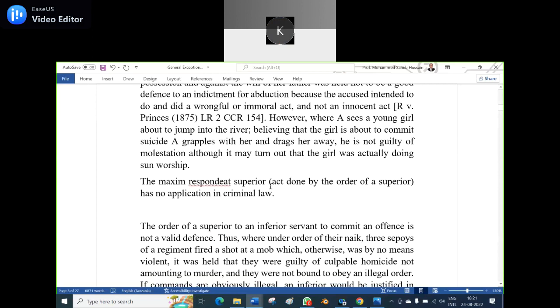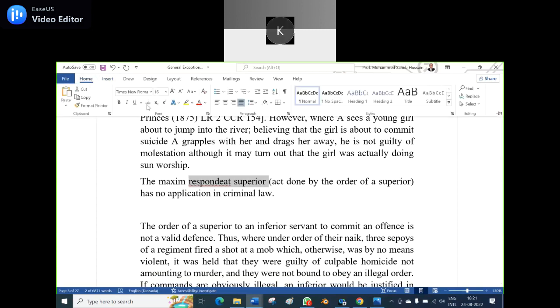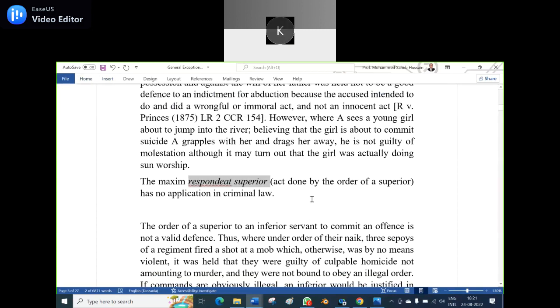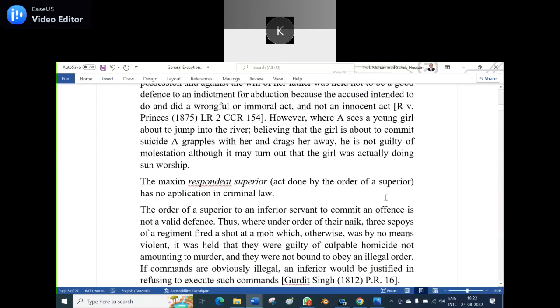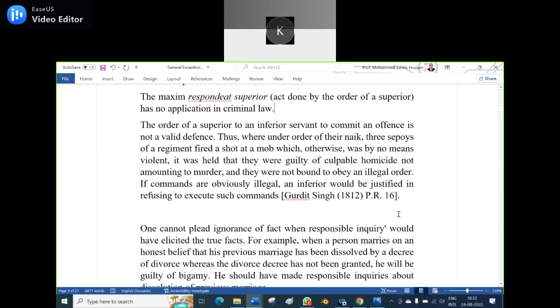The maxim respondeat superior, act done by the order of a superior, has no application in criminal law. So in criminal law, there is a general exception for it. The order of a superior to an inferior servant to commit an offense is not a valid defense. Thus, where under order of their Nayak, 3 sepoys of a regiment fired a shot at a mob which otherwise was by no means violent, it was held that they were guilty of culpable homicide.